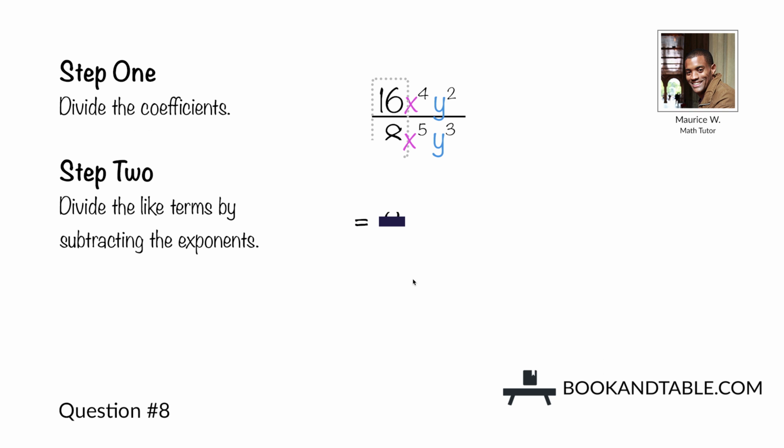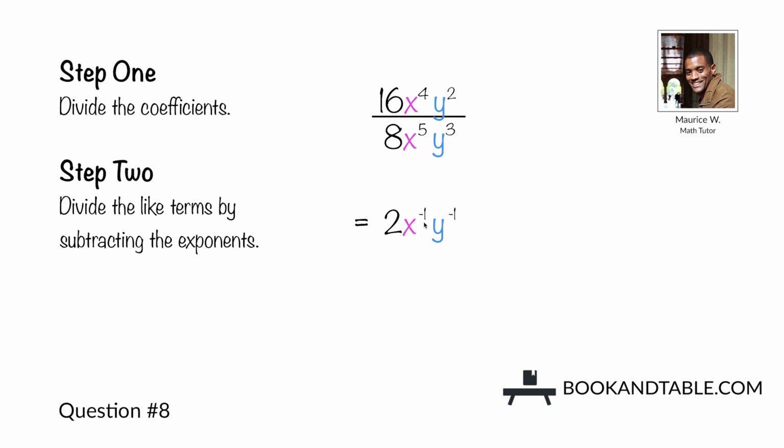Step 1, divide the coefficients. 16 divided by 8 gives us positive 2. Step 2, divide the like terms by subtracting the exponents. So we divide our x term in the numerator by our x term in the denominator, giving us x to the 4th divided by x to the 5th, which is equal to x to the 4 minus 5, which is negative 1. Our y variable, we have y squared divided by y cubed, which is equal to y to a power of 2 minus 3, which is also negative 1.